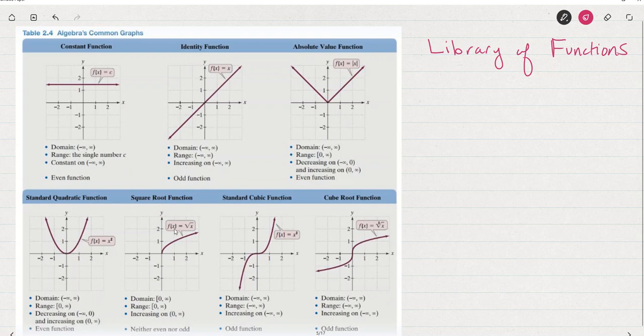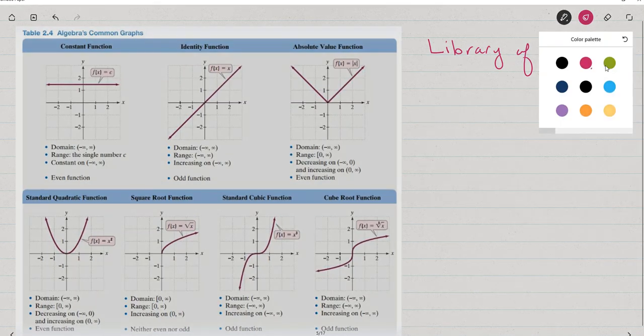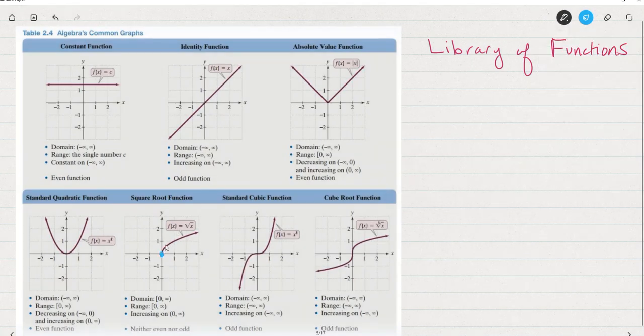F of x equals the square root of x looks like this. You could do this by plotting points. Let me show you that in case you're looking at these. How did they get these graphs? F of 0: when x is 0, the square root of 0 is 0. When x is 1, the square root of 1 is 1. And then I could do 4. The square root of 4 would be 2. With those 3 points, I've got a good handle on that graph.